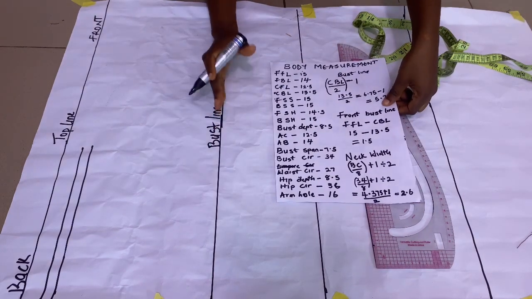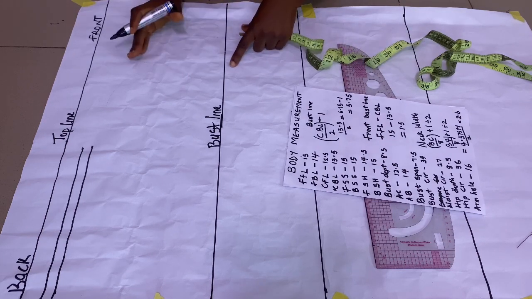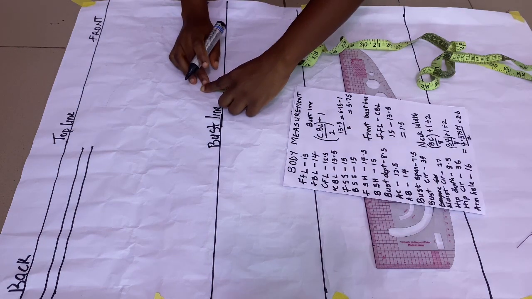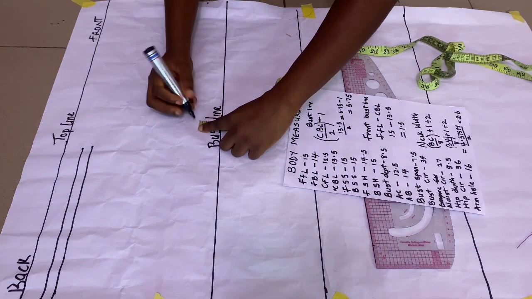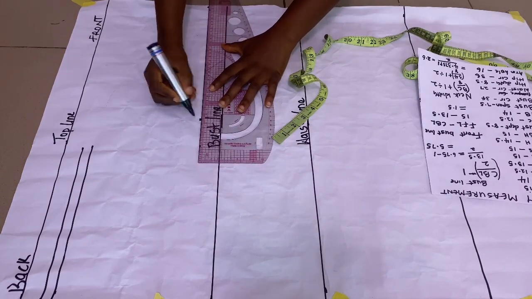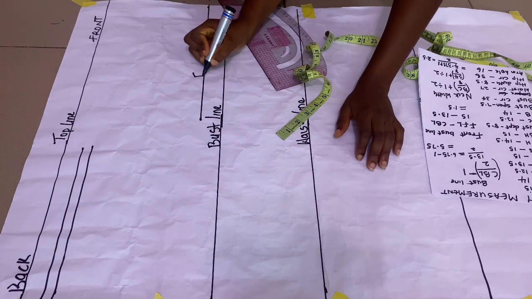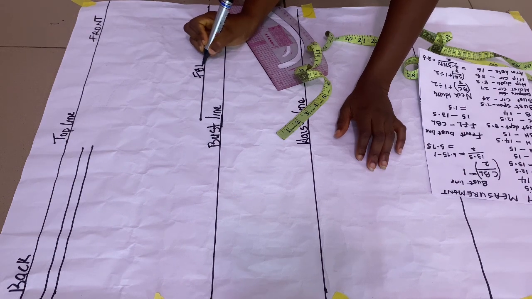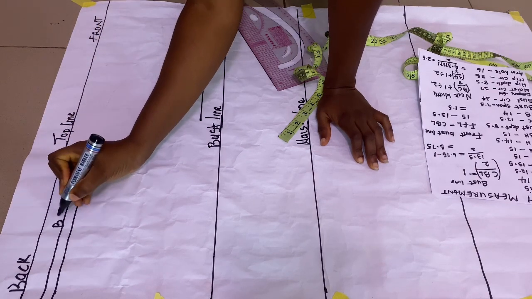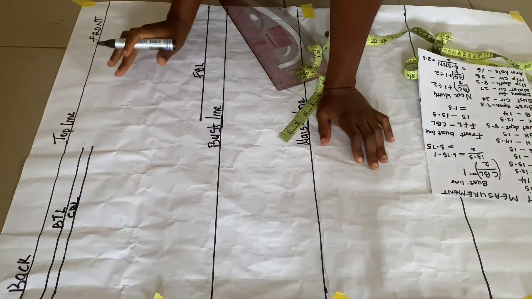This first bust line is for the back. So we're going to mark 1.5 from this bust line upward. So mark 1.5. And this is the front bust line. So this first line we marked here is the back top line, and this line is the center back line.